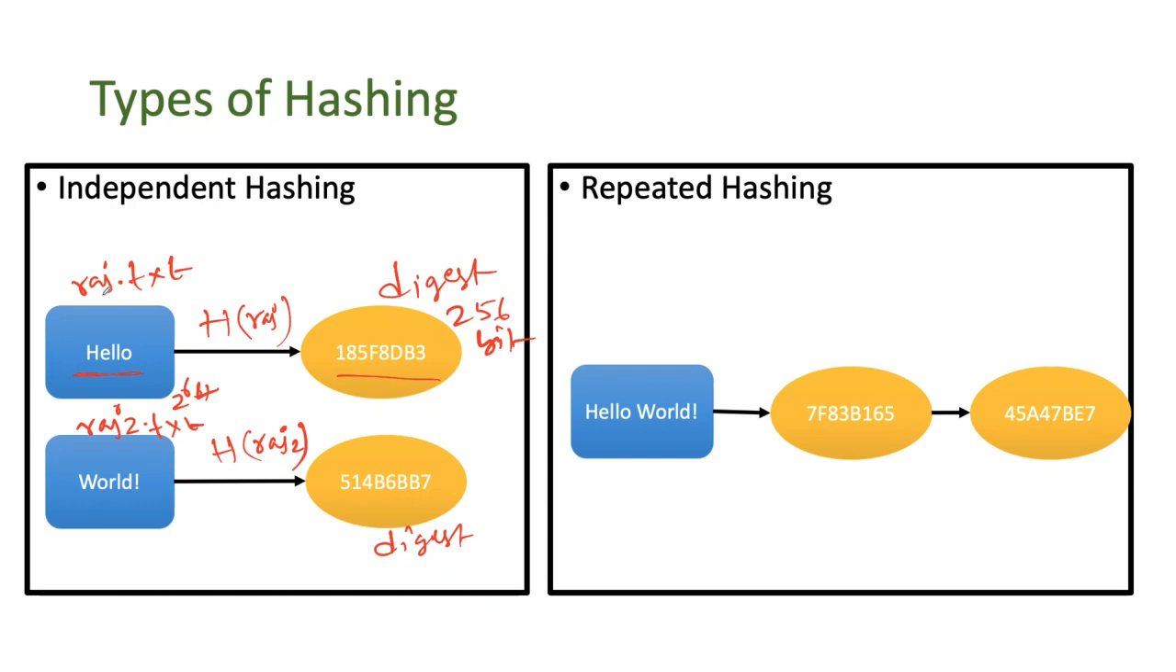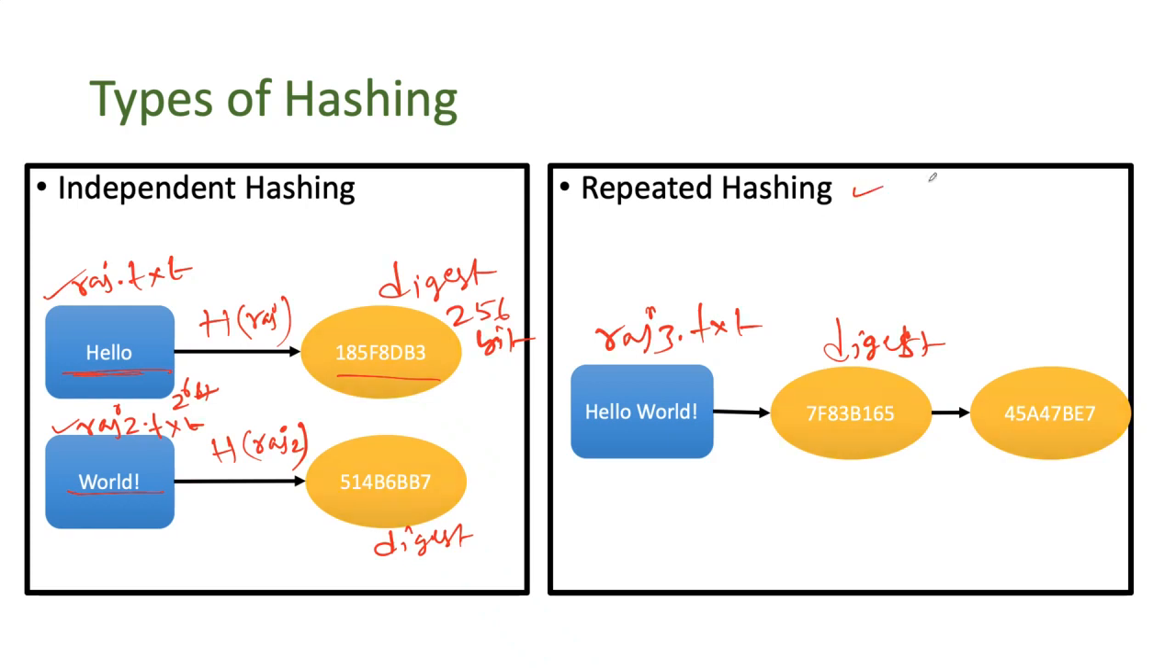Another one is to make the hash function more secure. I have the messages, and instead of creating 2 different files for 2 different messages and doing independent hashing, I can concatenate this message with this message in a single file, raj3.txt, hello world, and do the hashing. Whatever digest you get, that digest can also go through another hash iteration. So that we call repeated hashing.